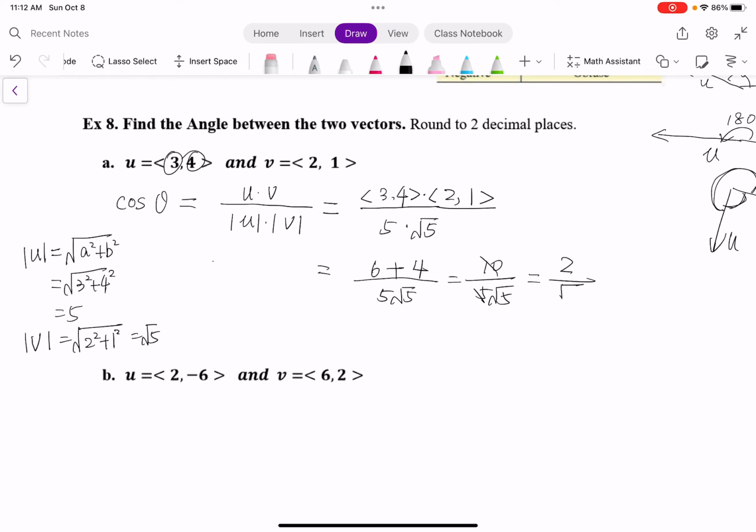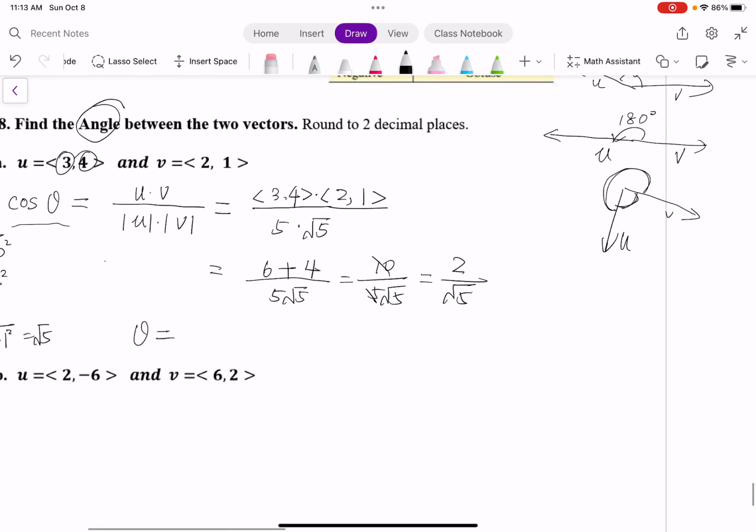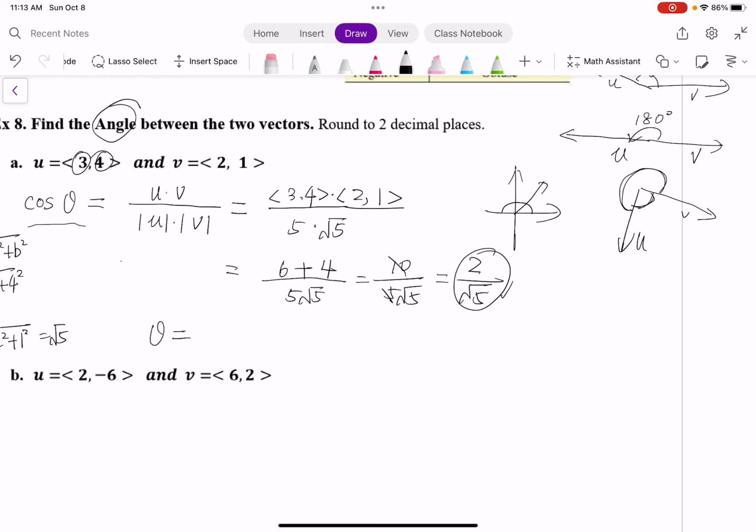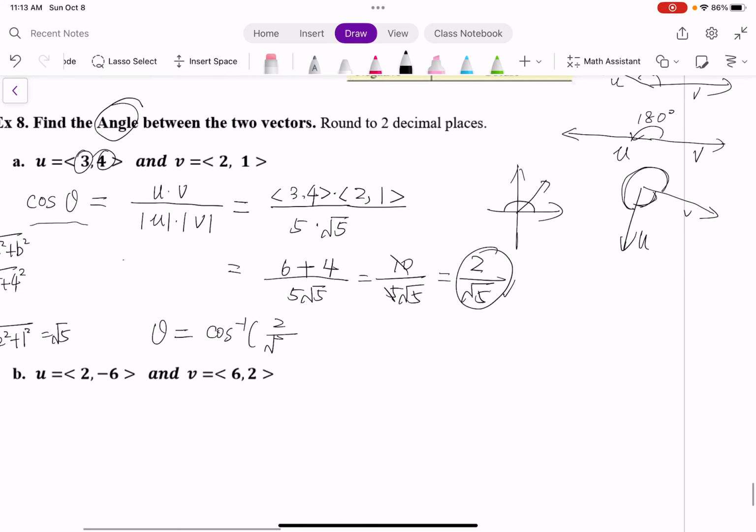I have 2 over square root of 5. So am I done? Or do I need to rationalize the expression? But what are we looking for? Angle. We are not looking for the cosine theta's value. So what is theta? Now I know that this must be the acute angle because this is the positive value, and also my angle between the two vectors is between 0 and 180, in these two quadrants. Positive, so we must have the acute angle in the first quadrant. Theta equals the inverse cosine of 2 over square root of 5.